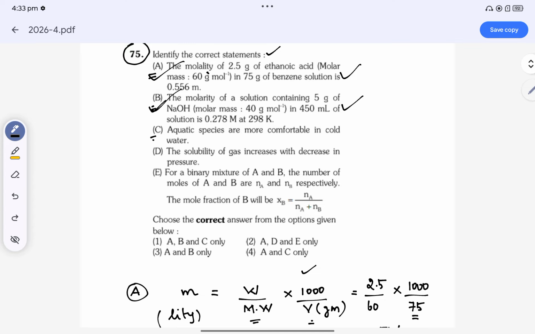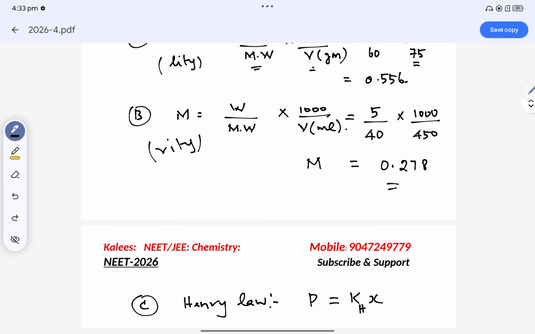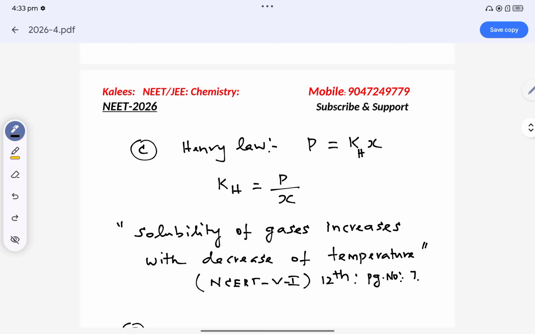And the third one, aquatic species are more comfortable in cold water. Cold water means low temperature, right? Very important. In warm water, you may have a rise in temperature. So aquatic species are more comfortable in cold water. How can we identify whether the statement is correct? Yes, we go through Henry's law. Henry's law states that the partial pressure of the gas is directly proportional to the mole fraction.